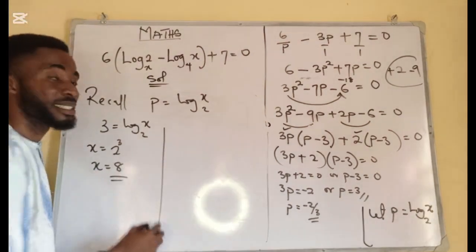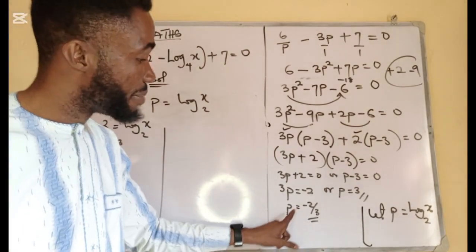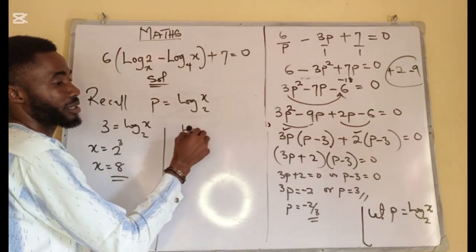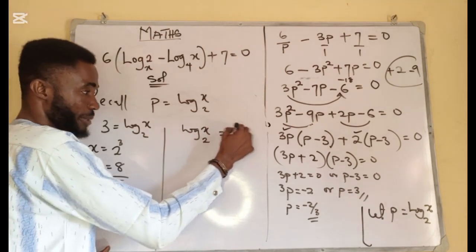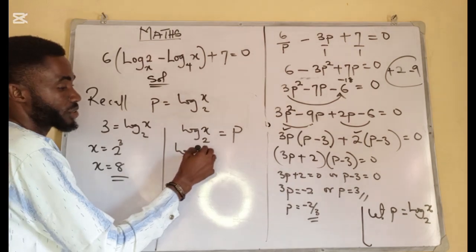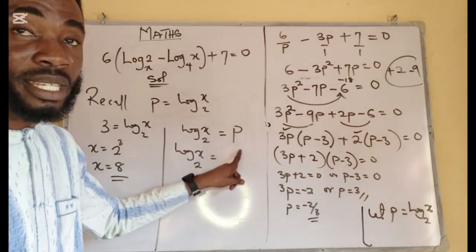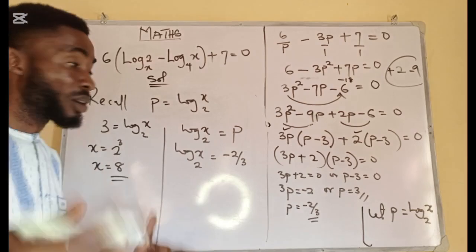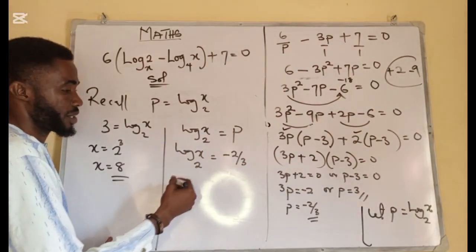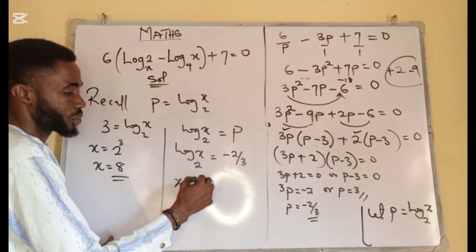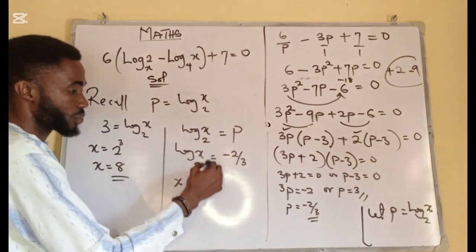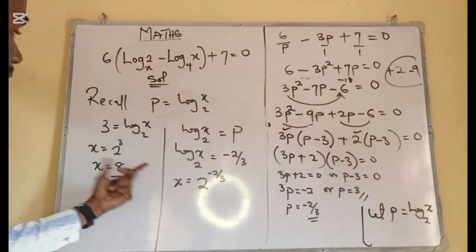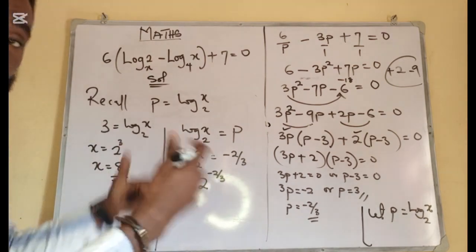Good. Now, the second one, remember we said let p be equal to minus 2 over 3. Now, let's run for this. Remember we said that let log x to the base of 2 equals p. Now, I have log x to the base of 2 equals, in place of this p, I'm going to put minus 2 over 3. So by the law of logarithm, x here can be equal to 2 raised to the power of minus 2 divided by 3. Exactly. So you can choose to stop here, but I want to simplify this further.